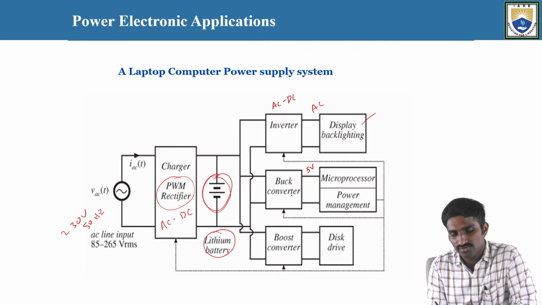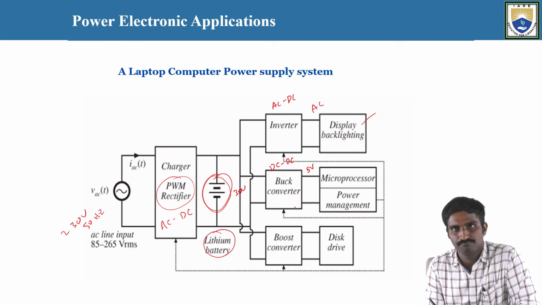So in this case we are using the DC to DC converter, which means fixed DC to variable DC. Here it may be, let me consider, 30 volts, but here we need 5 volts. So if you want to step down the 30 volts to 5 volts, then we may use the buck converter. This is a type of DC to DC converter, which is also called a chopper.